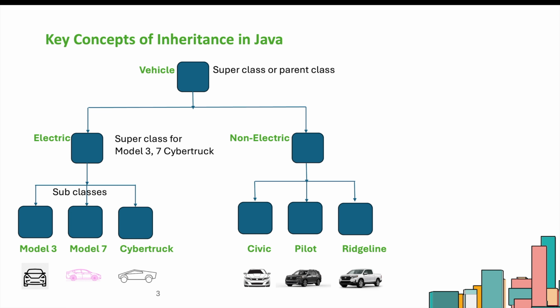If you look at Model 3, Model 7, Cybertruck, they don't have any subclasses. So those classes are only subclasses. They may not be called superclasses because no other class is inheriting these classes. Same thing for Civic, Pilot, and Ridgeline. Those are subclasses. We cannot call them superclasses because no more classes extend them.